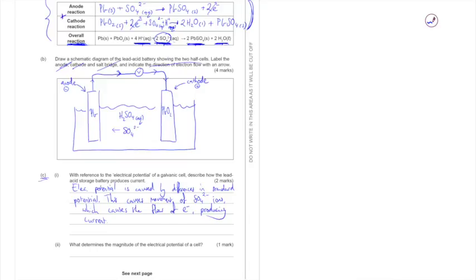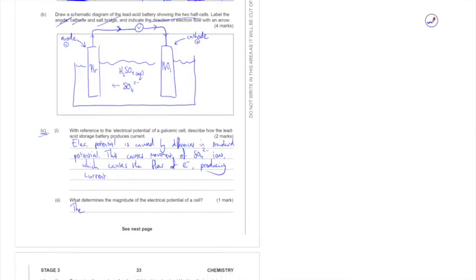Finally, what determines the magnitude of the electrical potential of a cell? The difference in standard potential. And if you want to go one level deeper than that, what causes the difference in standard potential? Then you'd be starting to look at the difference in electronegativity as well as some other more advanced things.